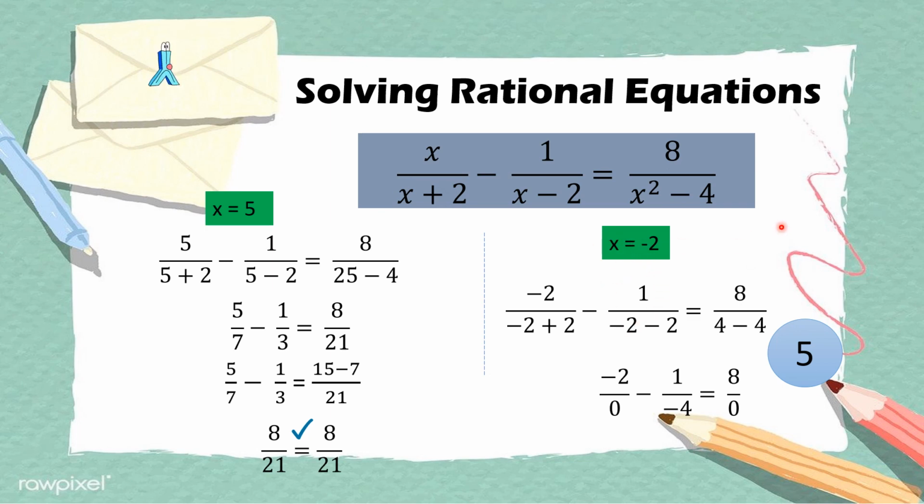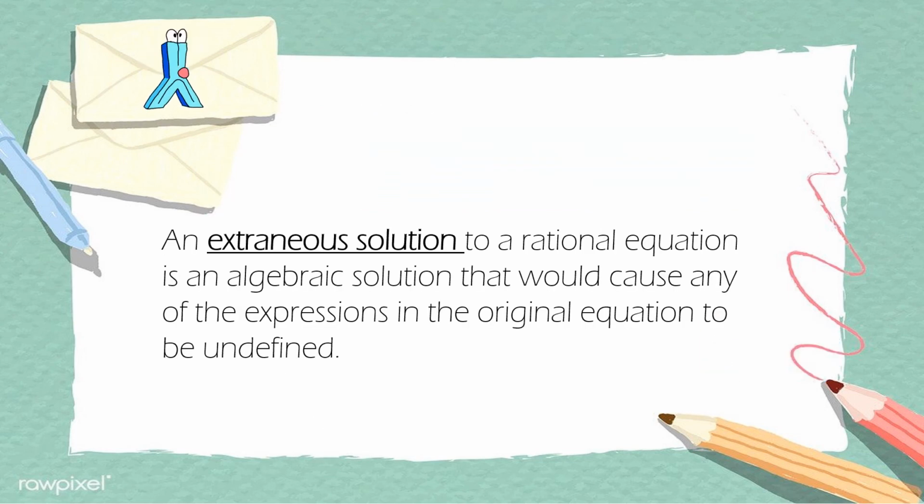So what is an extraneous solution? Okay, an extraneous solution to a rational equation is an algebraic solution that would cause any of the expressions in the original equation to be undefined. So we have true solution and we have extraneous solution. So in this case, your true solution is positive 5 and your extraneous solution is negative 2.